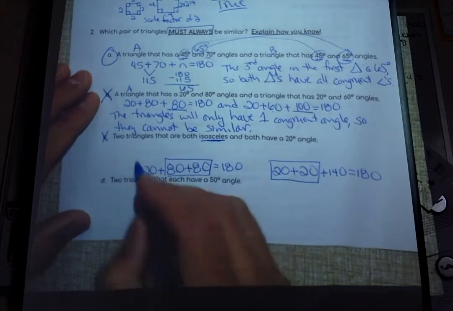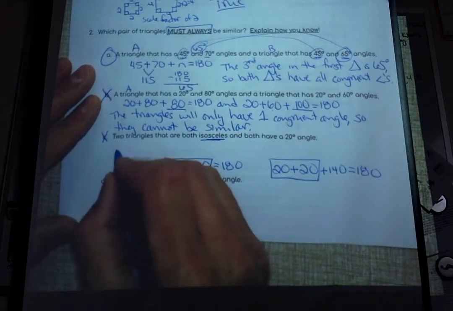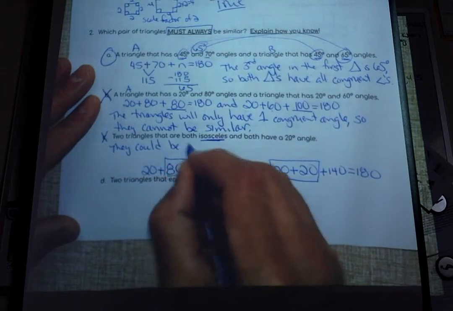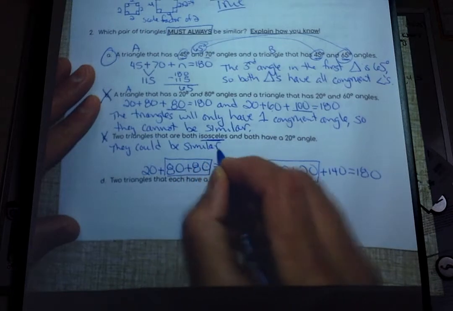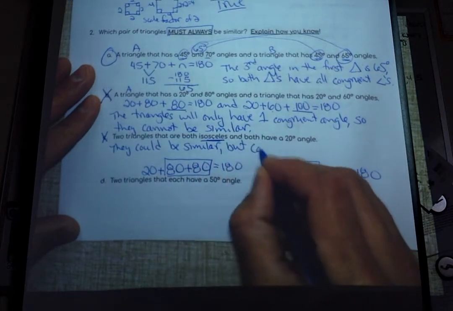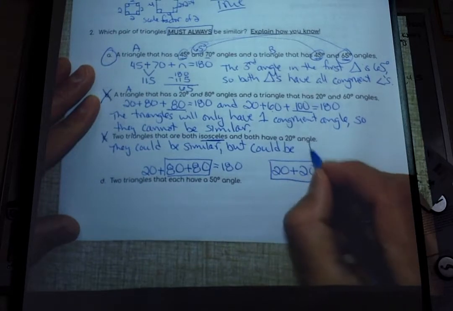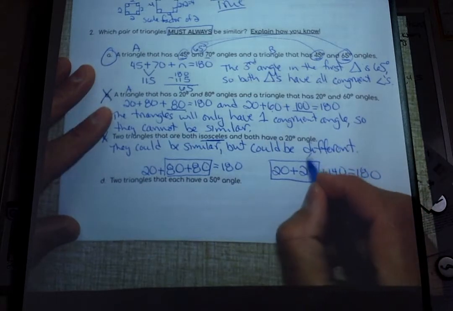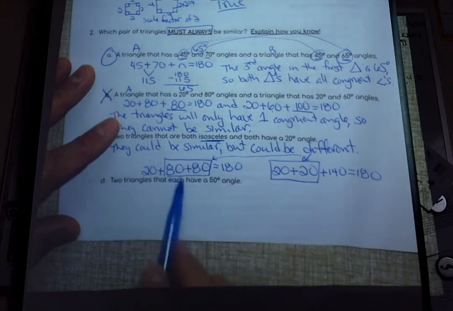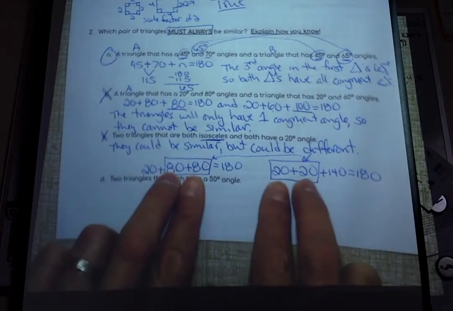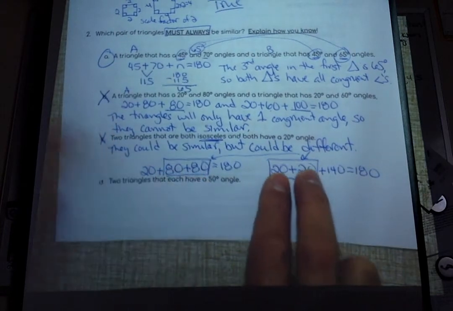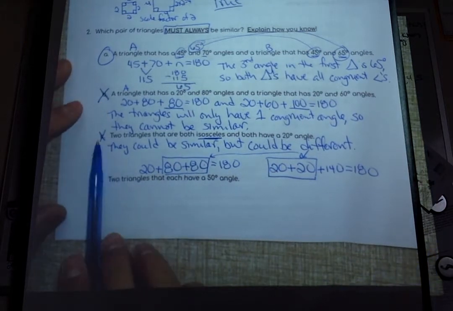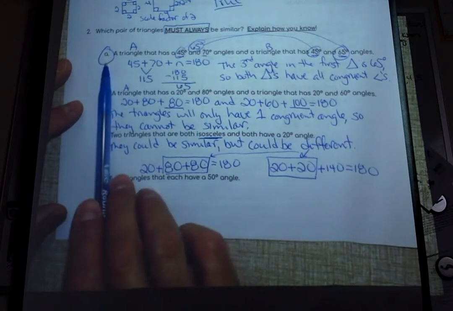So this one does not work. They could be similar, but could be different, and we just proved how they can be different. And that's what we're looking for. They're both isosceles triangles, but they have two different angle measures. One has 80s, and the other one has 20s. And then our last one, I crossed that one out. So right now, the only one that works is A.